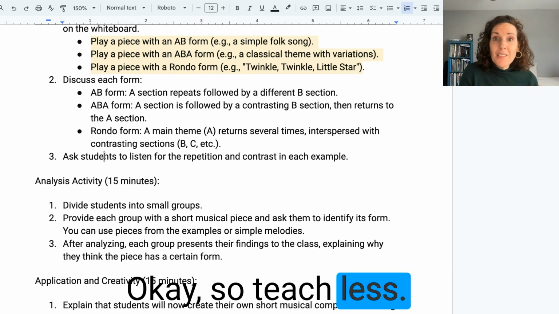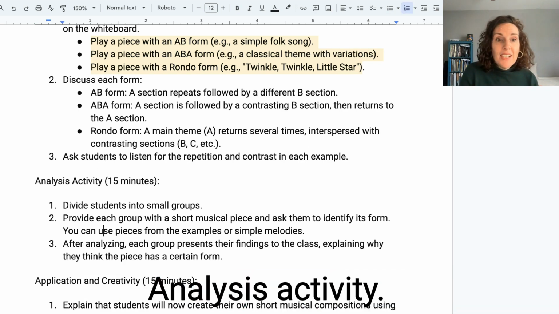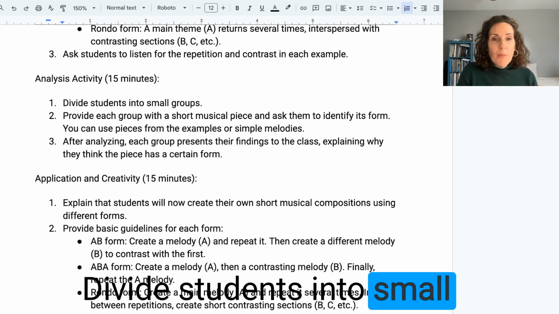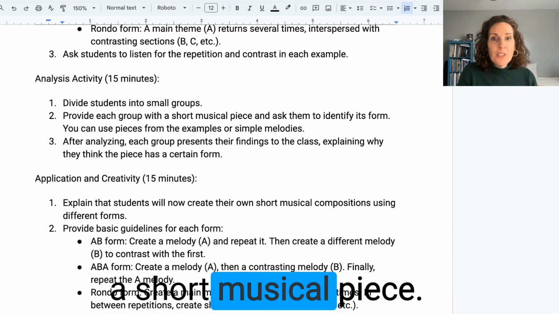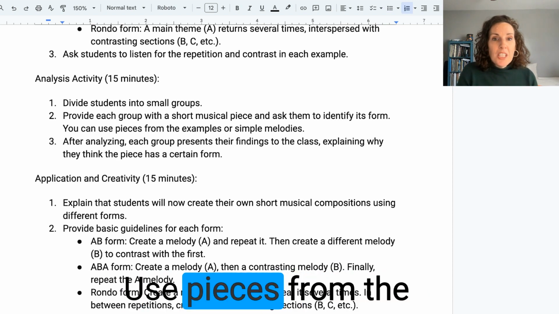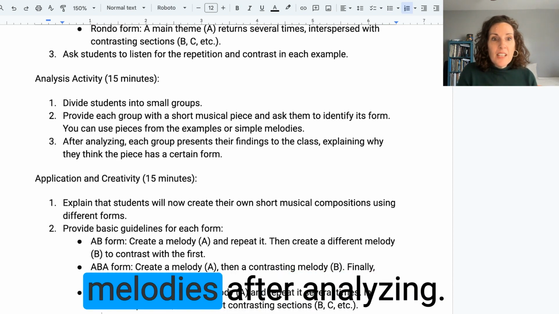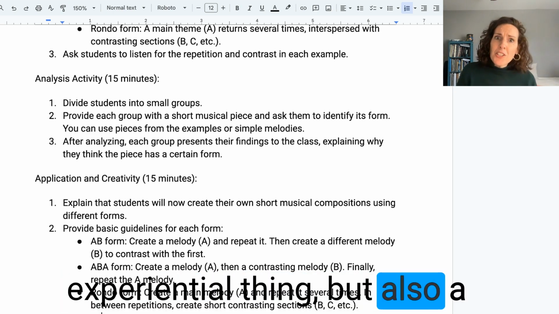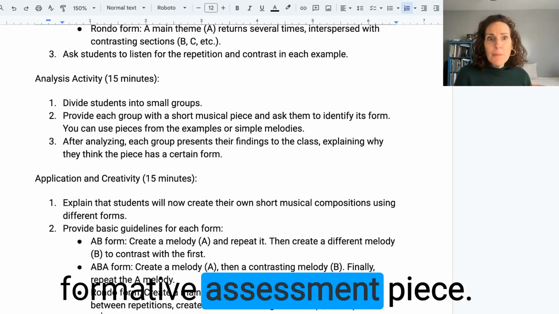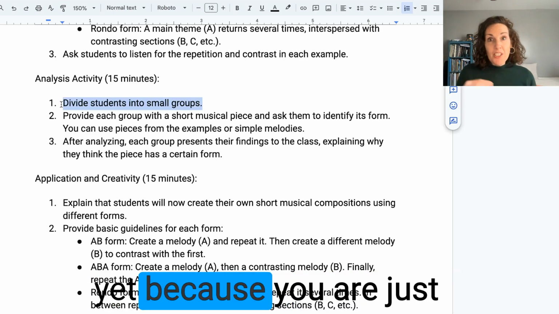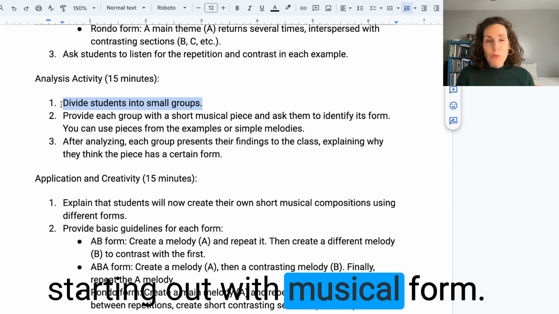Okay, so teach less, do more. Analysis activity. I'm not sure what this means. Let's see. Divide students into small groups, provide each group with a short musical piece, and ask them to identify its form. Use pieces from the examples or simple melodies after analyzing. So this is kind of like an experiential thing, but also a formative assessment piece. My thought is that this is formative. This cannot be summative yet because you are just starting out with musical form.